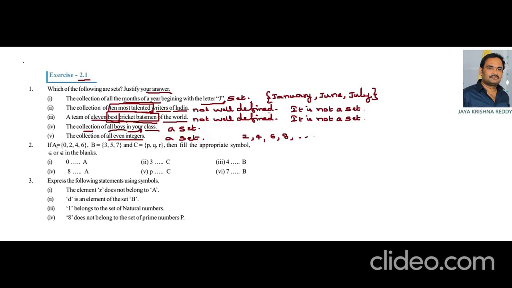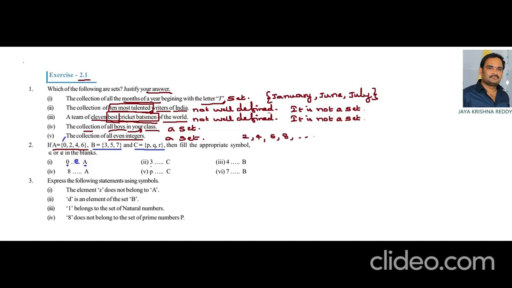The second bit, three sets are given here. Set A with elements 0, 2, 4, 6, set B with elements 3, 5, 7, and set C with elements P, Q, R. Now we have to fill the appropriate symbol, whether belongs to or does not belong to, in the blanks. So first one, 0 is an element and A is the name of the set. You have to check whether 0 exists in the set A or not. Yes, 0 exists in the set A. So you have to write here the belongs to symbol. That means 0 belongs to set A.